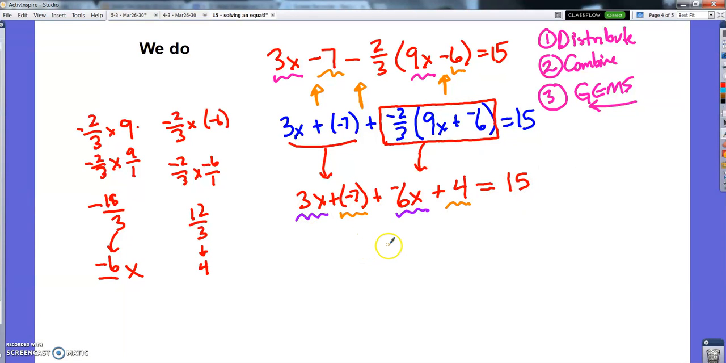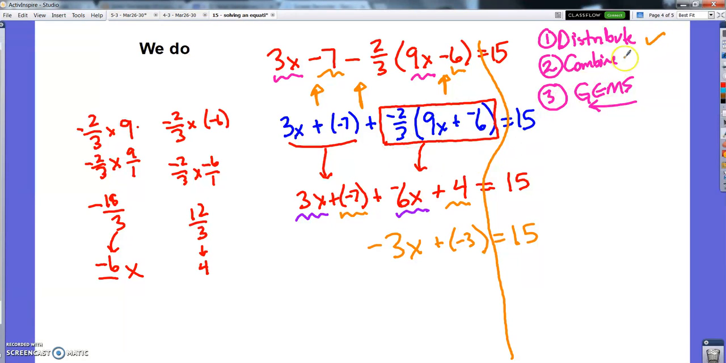So 3x and negative 6x is negative 3x. Negative 7 and 4 is negative 3. All equals 15. Haven't touched that 15 yet the whole time. It's always been on its own side of the equal sign with nothing happening over there. And now I've done that, and I've done that, and now I have a usual gems in reverse problem. I have plus negative 3, and I have times negative 3. And I'm going to do the opposite of those, subtract negative 3 and divide by negative 3 in the proper order. So I got to undo the subtraction and addition first.